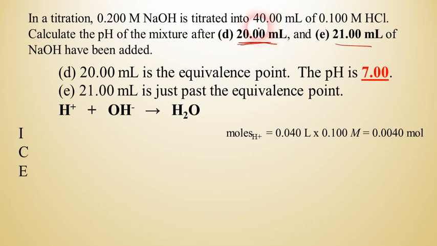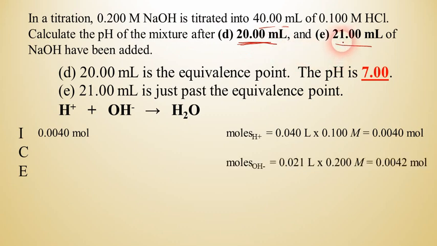It's basically 0.04 liters times 0.1 molar, so it's still 0.004 moles of H+. The hydroxide's a little bit different. We're going to have to take the 0.2 molar times 0.021 liters. And so we have 0.0042 moles of hydroxide. So I'll put that in here.